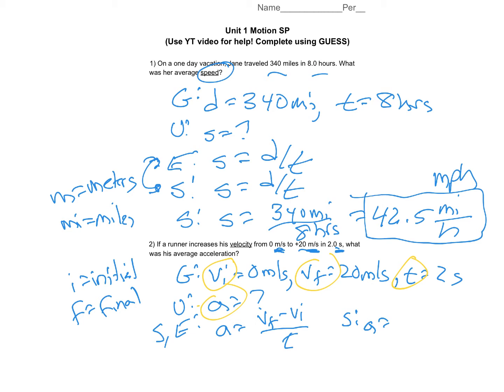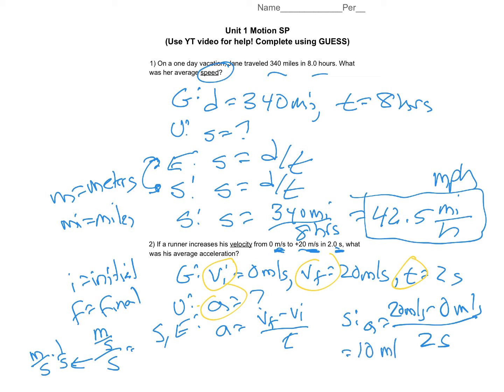So A is equal to 20 minus 0 divided by 2. Put your units in so you can check what your units are. Notice that the seconds comes to the bottom. So we have, this is a little confusing. You have meters per second over seconds. But a meter per second over second is the same as meters per second times 1 over seconds. So this becomes 10 meters per second squared. Nothing cancels. The 2 seconds just go together. Okay? All right.